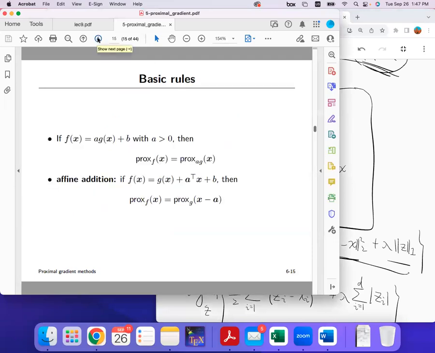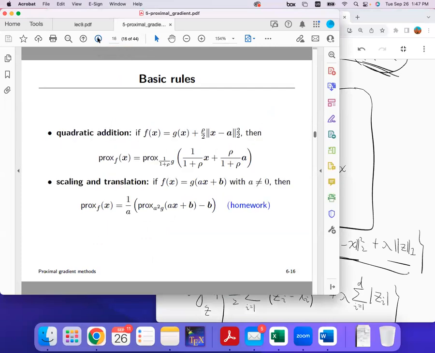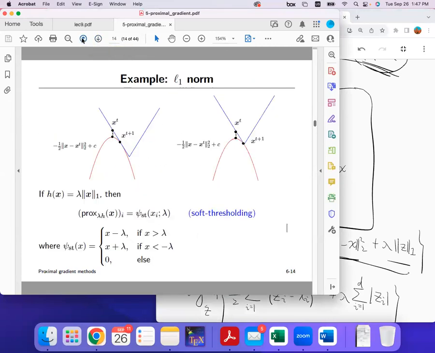Okay, so yeah, we will continue next time to talk about other advanced properties of this operator.